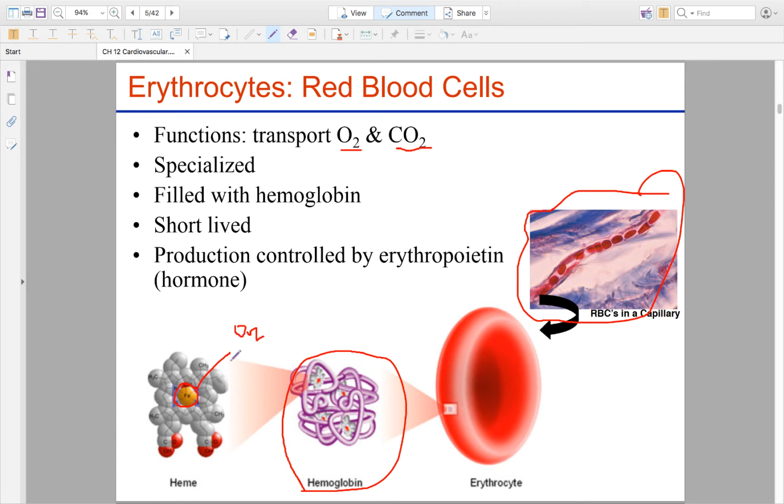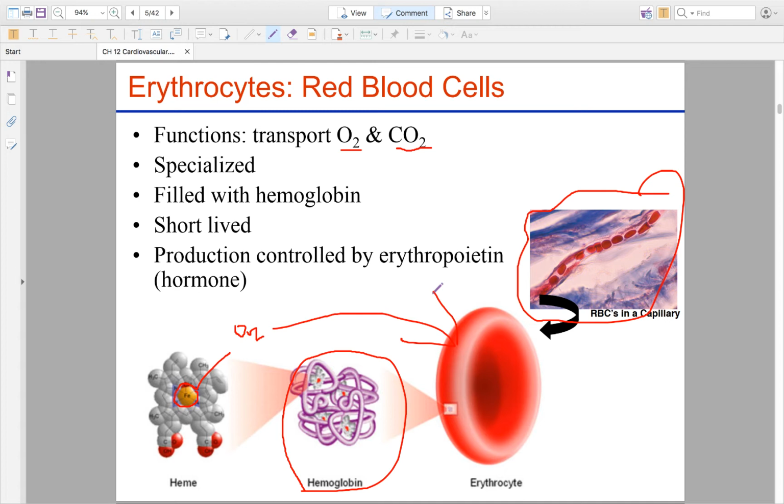It becomes rusty. Iron is still a metal, no matter how small the iron molecule is, it's still a metal. It meets oxygen, it's going to rust, therefore giving us this red color, and that is why your red blood cells are actually red in appearance, because oxygen is interacting with iron and making it rust, giving a red appearance.